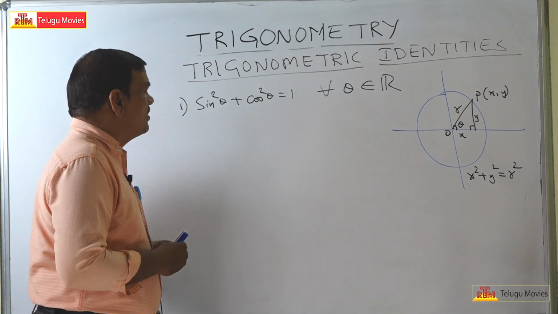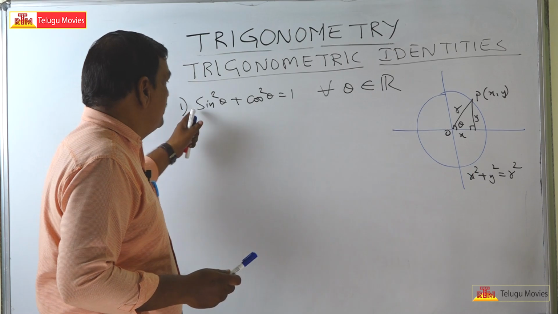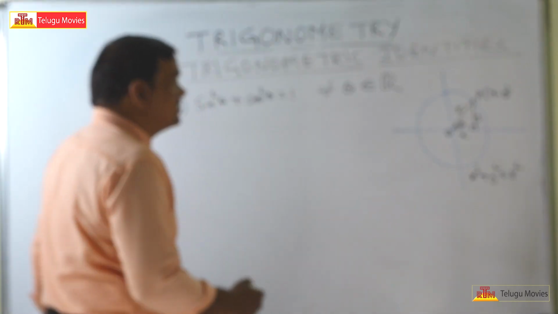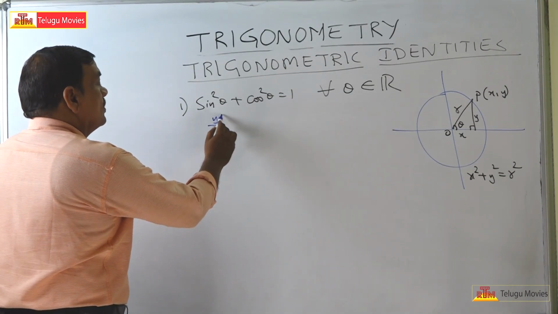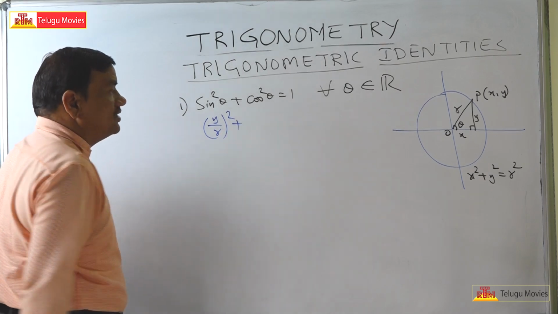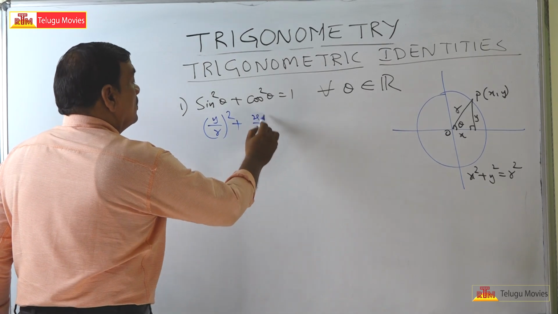Sir, what are the proofs? Very easy. As I already told, what is the value of sin theta? Sin theta value is y by r, whole square. What is the cos theta value? x by r, whole square.